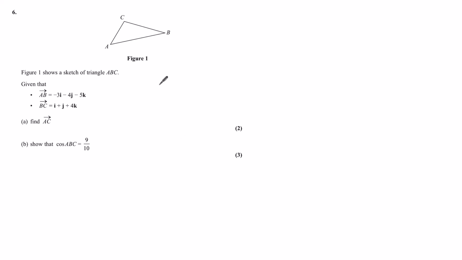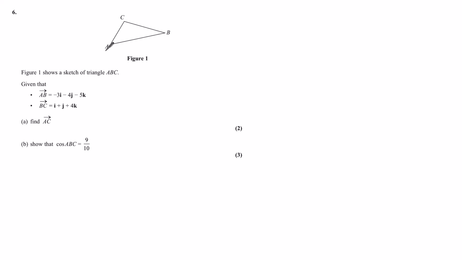Question 6. Figure 1 shows a sketch of triangle ABC. Given that AB is -3i - 4j - 5k, and that BC is i + j + 4k, find AC.